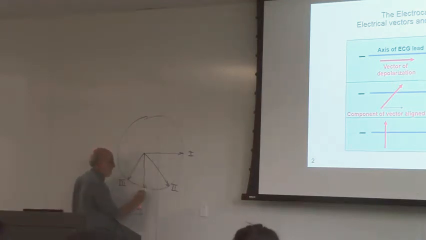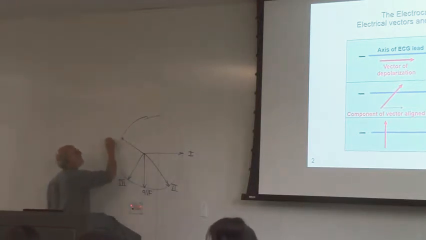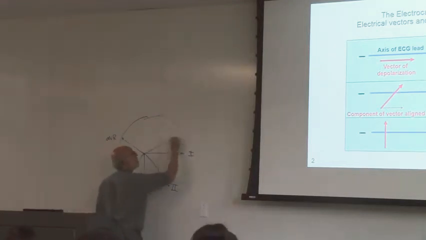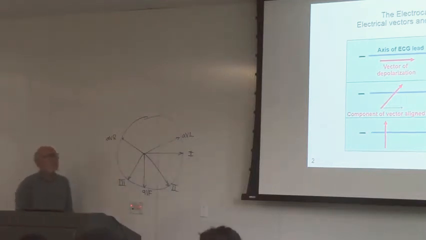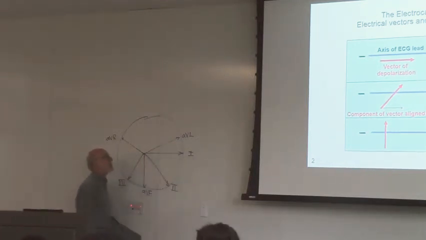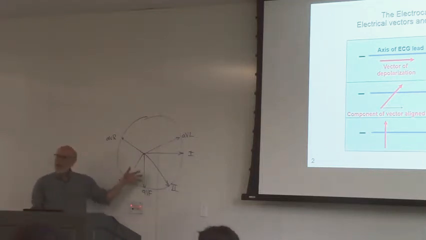lead AVF, lead AVR, and lead AVF. And the reason we collect all these leads is because there's some redundancy here. You can see lead 2 and lead AVF are gathering kind of the same information, but it's sometimes useful to gather information at slightly different angles.